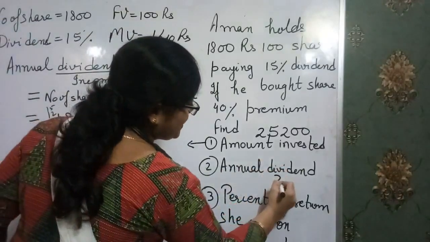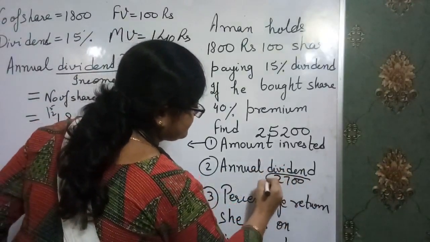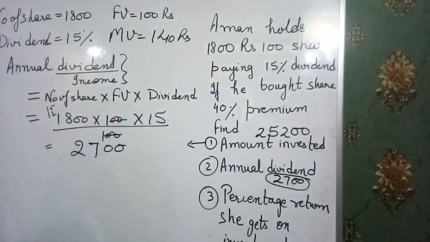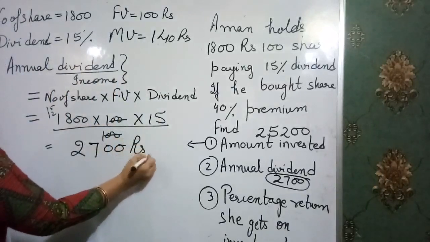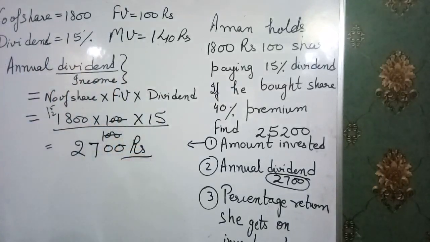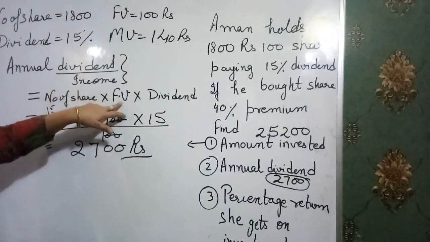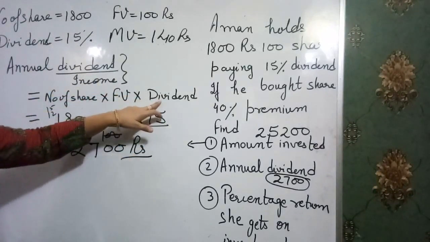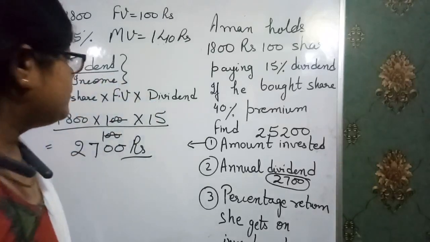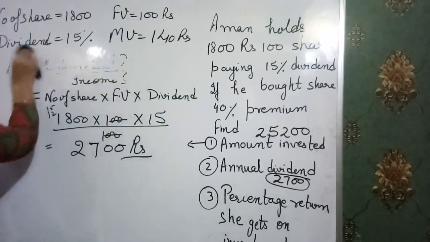That means we got 2700. This is the money he received from the company because he bought the shares of that company. Again, just remember the formula: number of shares, face value, into dividend. Clear? Now next one. What is percentage yield?